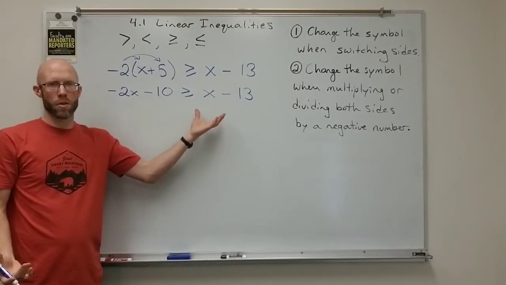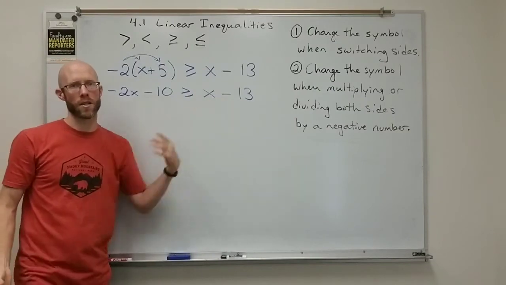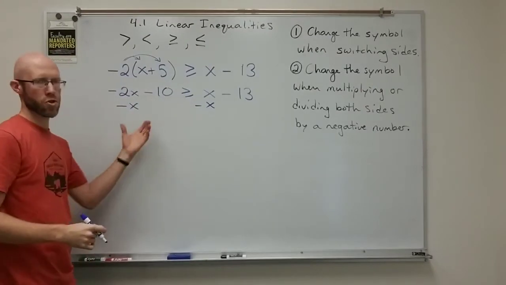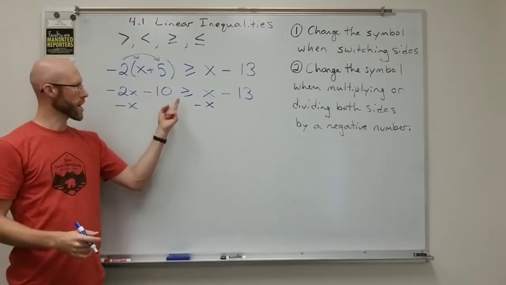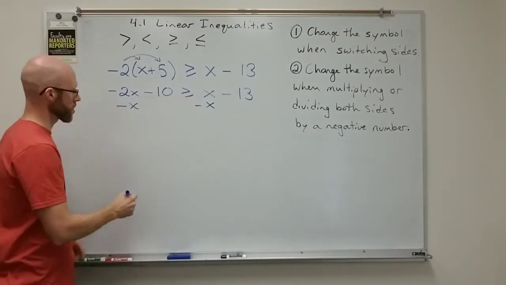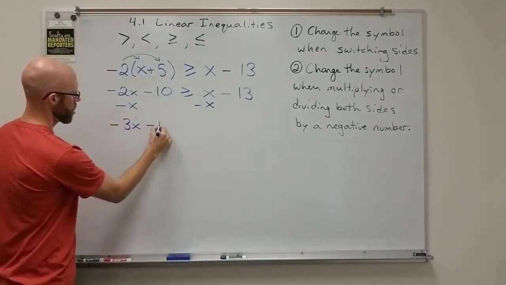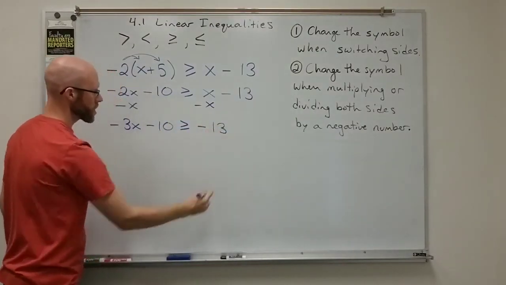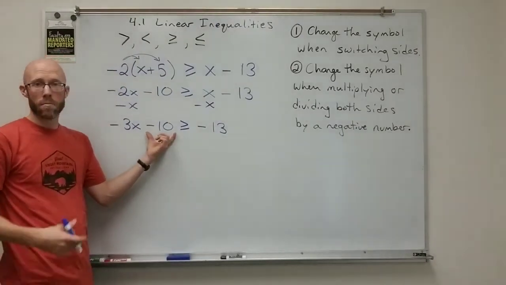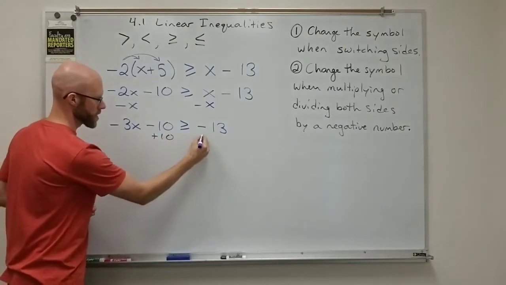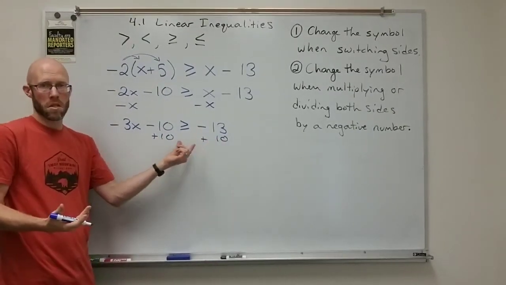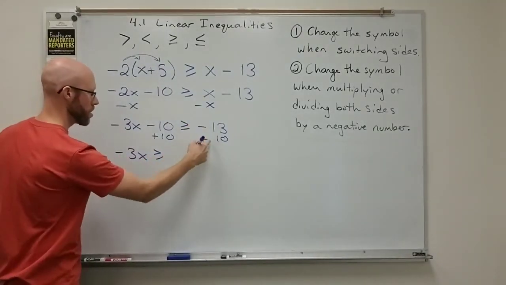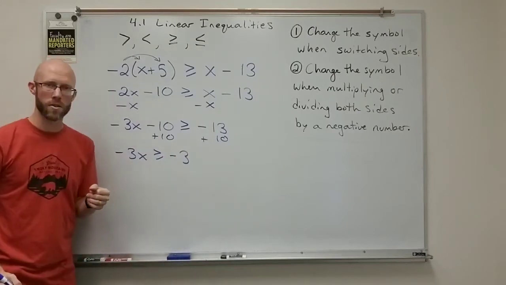I might choose to put the x's on the left side and the constants on the right. And so I'm going to subtract an x from both sides. Well, remember subtraction. When you subtract from both sides, the inequality symbol stays the same. It doesn't change anything. Okay, so I get -3x minus 10 greater than or equal to -13. Then I might add the 10 to both sides to free up the variable here. So add 10. Again, addition does nothing to change the inequality. Stays the same. So -3x greater than or equal to -3. Worked out kind of nice.